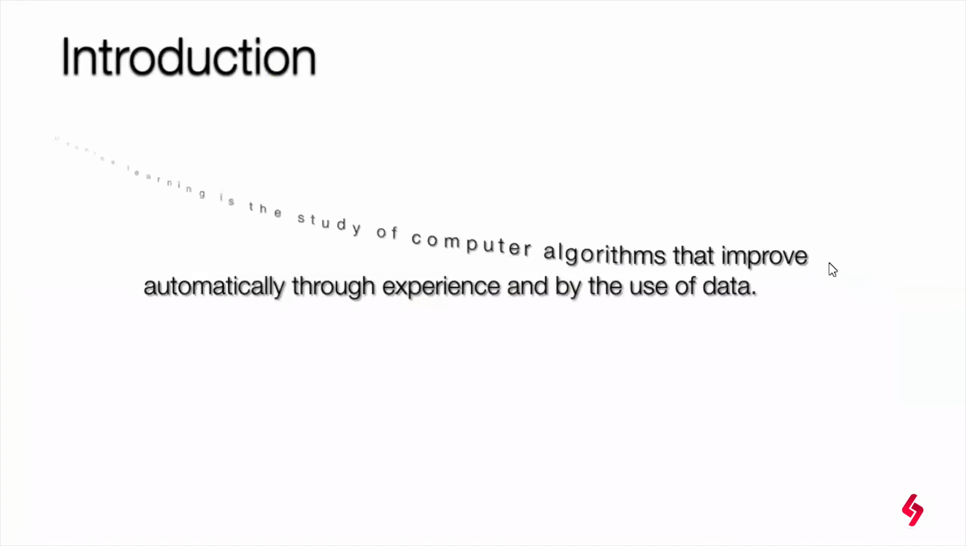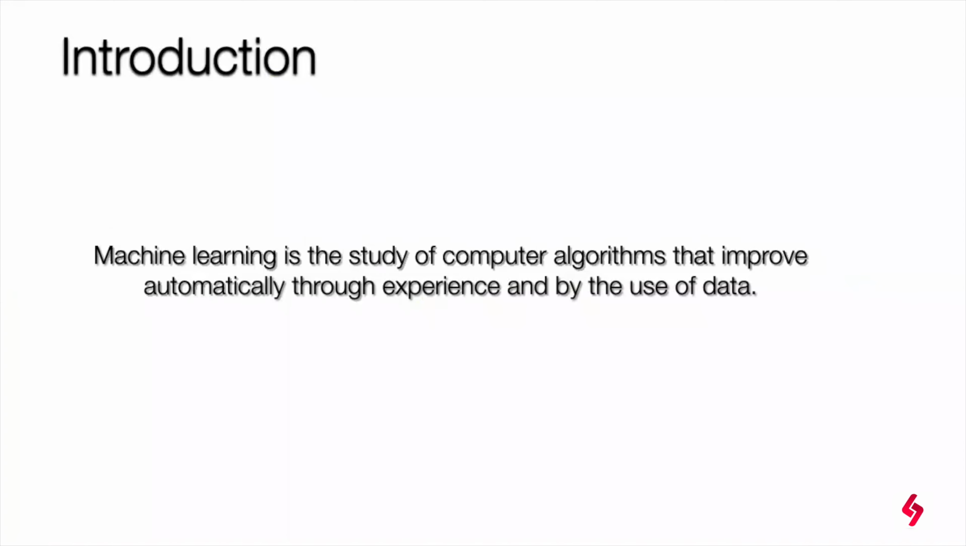So coming to the introduction part, there are so many definitions when it comes to machine learning. Absolutely, there are many definitions. Machine learning is the study of computer algorithms that improve, and a lot of definitions exist. According to Arthur Samuel, in 1959, he proposed that machine learning is the field of study that gives computers the ability to learn without being explicitly programmed. So that's where machine learning came into the picture.